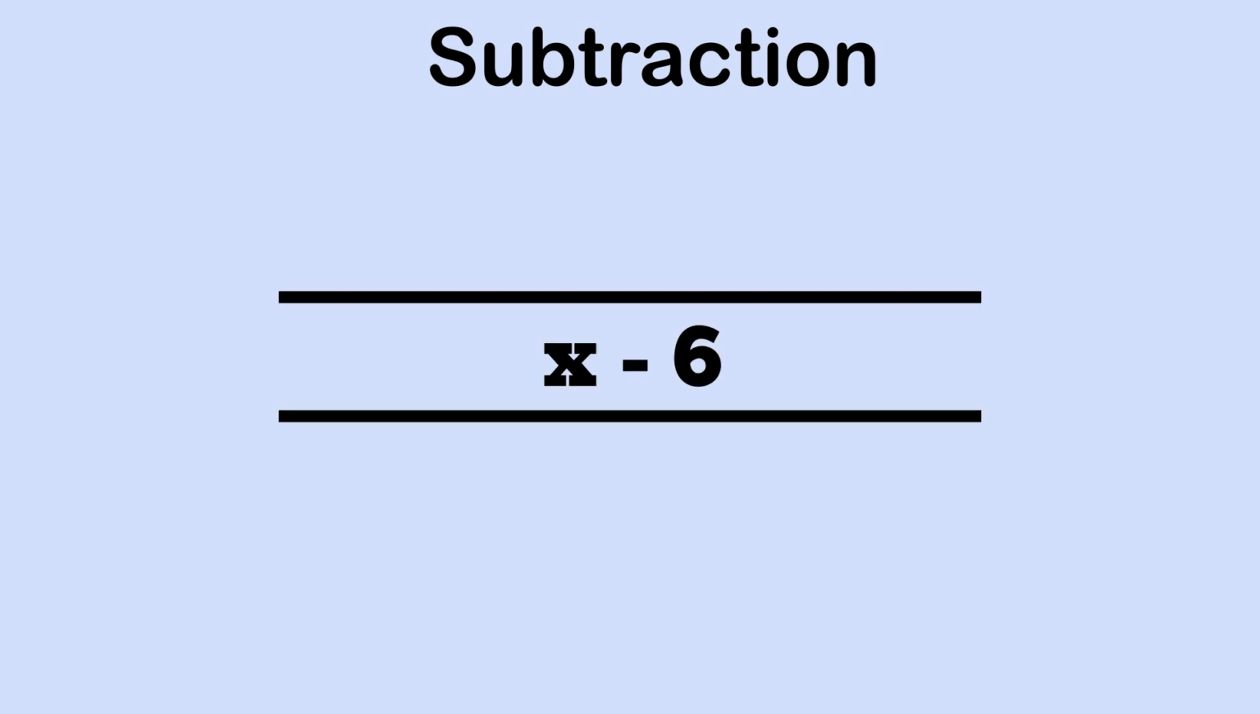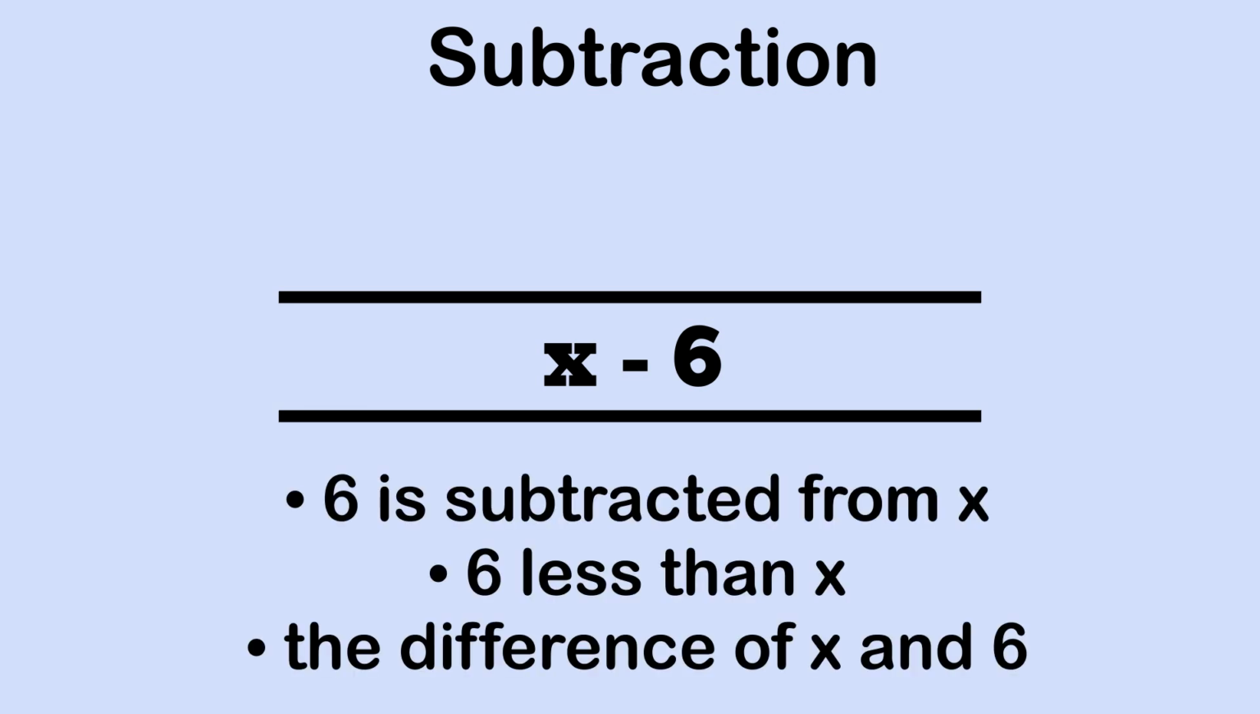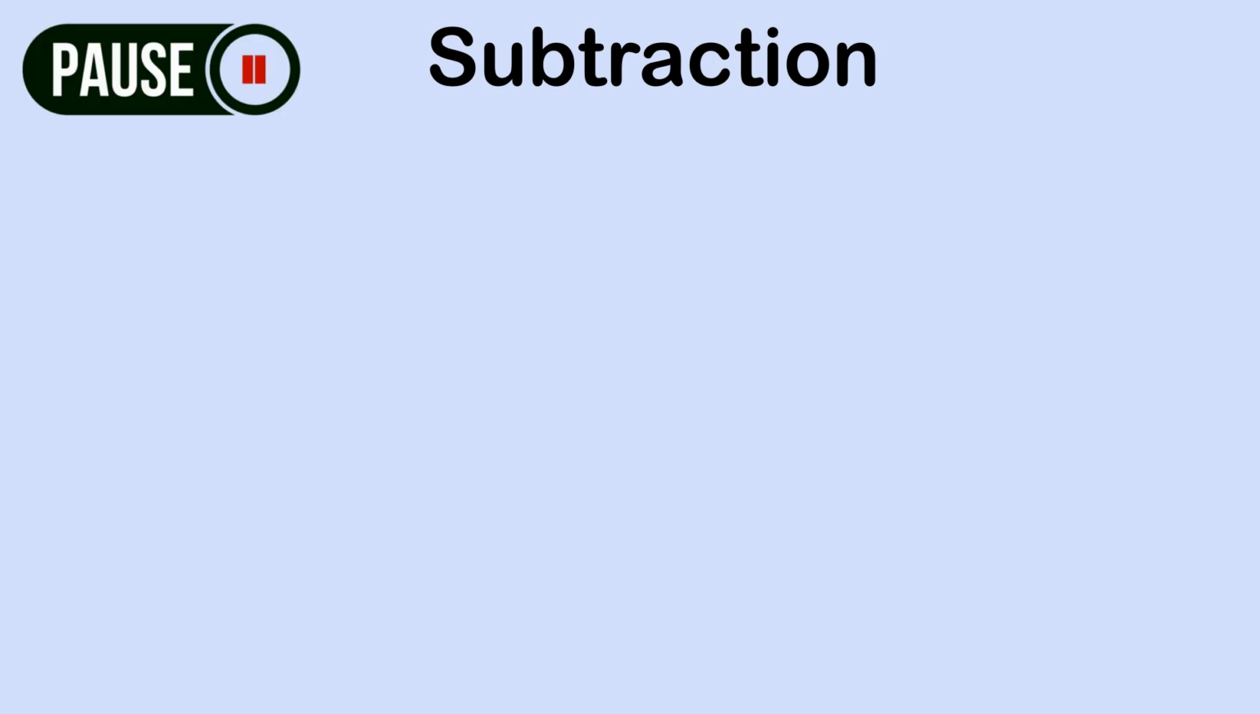Let us look at another example. But this time we need to write a sentence to describe an algebraic expression. This expression can be described as 6 is subtracted from x, or 6 less than x, or the difference of x and 6. Another one, write an expression that shows 2 is subtracted from x.